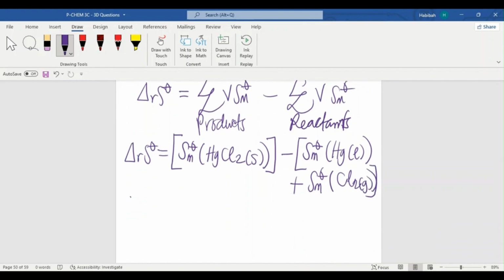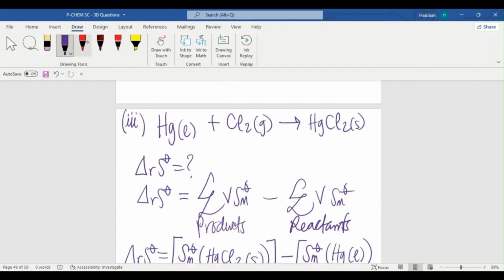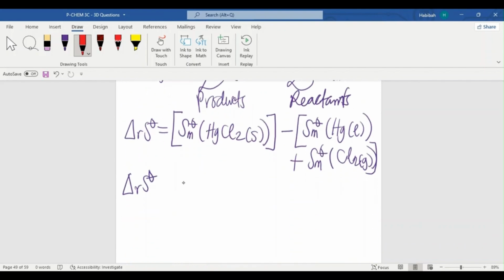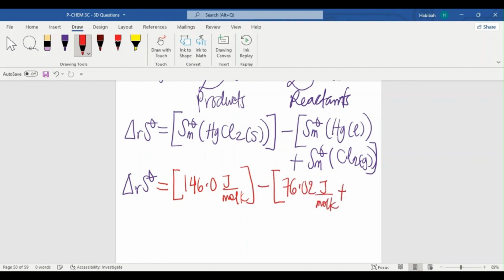Now, all we have to do is simply substitute because, as you can see, the coefficient that we have in all of this question is 1. None of them is greater than 1. So we don't have to organize it further by bringing out any coefficient. We can just simply substitute. So when we simply substitute, we're going to focus on the product first, which is 146.0 joule per mole Kelvin, minus 76.02 joule per mole Kelvin plus 223.07 joule per mole Kelvin.